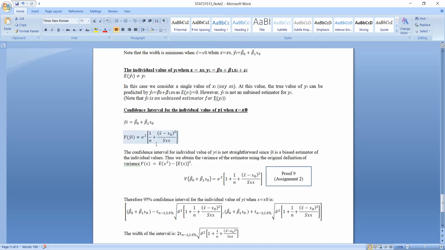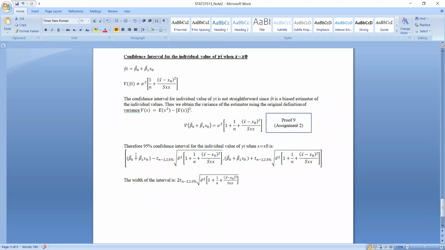Okay, so how we are going to find the variance in this case is, we know that if you have a random variable x, the variance is equal to the expected value of x squared minus the squared value of the expected value of x. So using this general equation, we can show that the variance of this quantity, when you are predicting a single value, is equal to this one, right? The proof we'll be discussing in assignment 2 again. So using this, you know the expected value is beta naught plus beta 1 x naught, for a particular value of x, right? And then this is the variance.